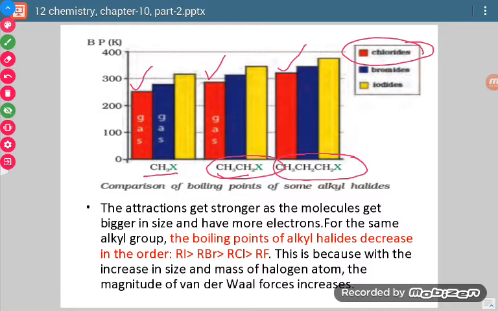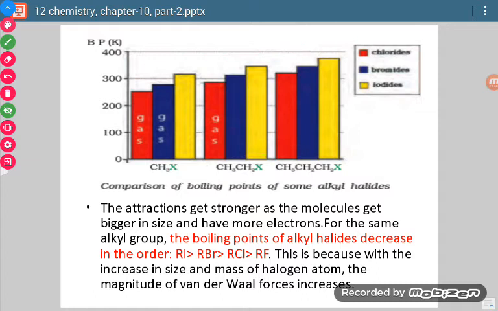Similarly, if I compare bromides, we are going to see the same trend, and if we see iodides, again the same trend. One more thing we can compare is CH3Cl with CH3Br and CH3I. What is the difference between these three? The difference is in the halo group. Since the size and molecular mass of the halo group increase as we move from chloride to bromide to iodide, the boiling point value also increases in the same fashion.